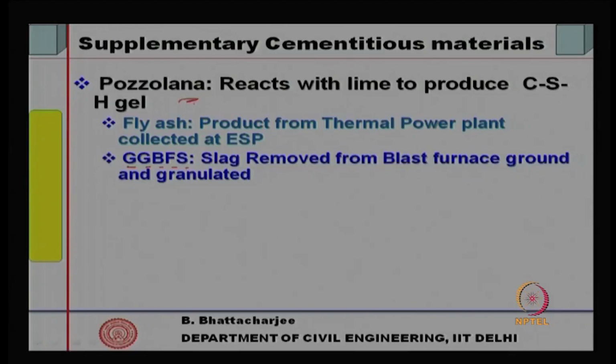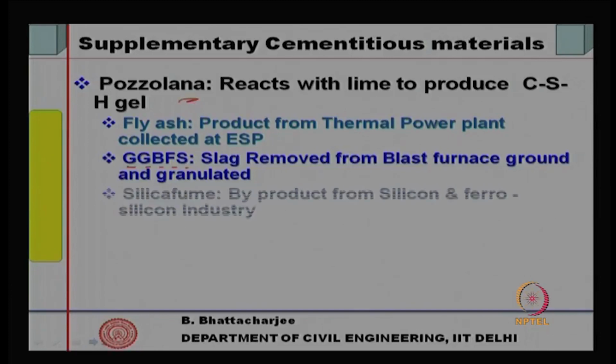this also contains both lime as well as silica. Therefore, this also can react under conducive condition. So, this also shows some similar property as this, but before that it can also show some sort of cementing property. So, these are the main pozzolanas.